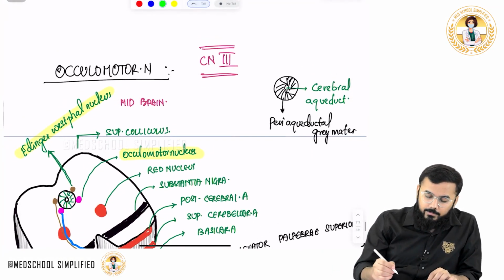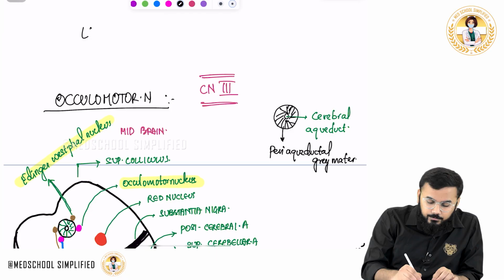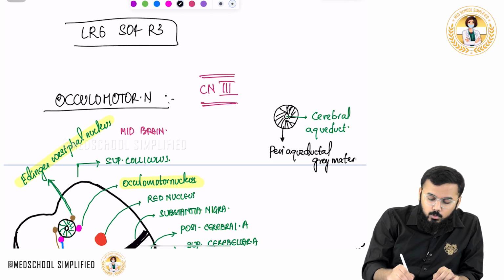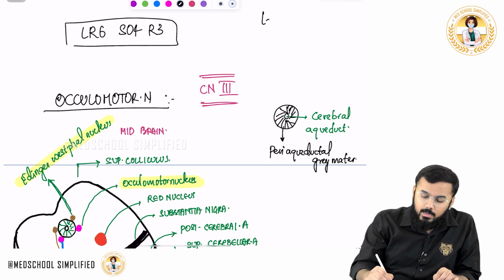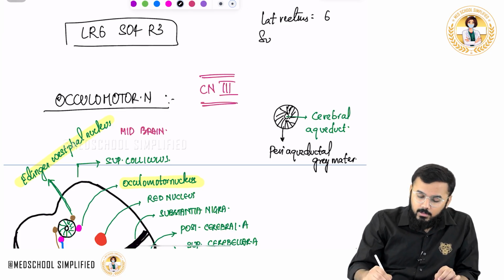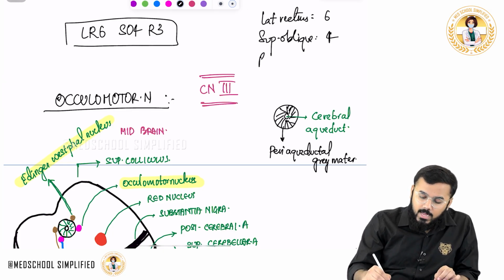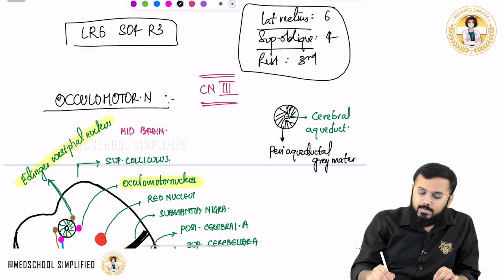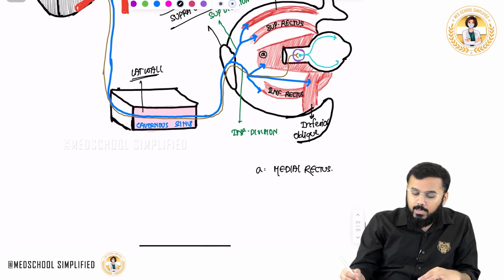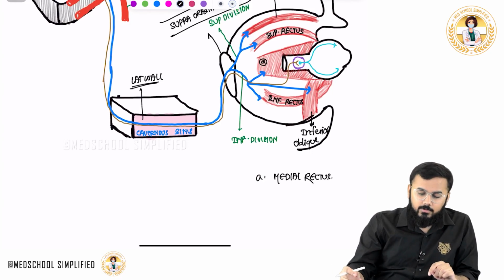So even if you remember, you have to remember the formula, guys. This formula, LR6 SO4 R3, just remember this, most of the muscles will be covered. What do you mean by LR6? The lateral rectus is supplied by the sixth pair of cranial nerve. The superior oblique is supplied by the fourth pair of cranial nerve, and the rest of the remaining muscles are supplied by the third pair of cranial nerve. So leaving lateral rectus and superior oblique, all the remaining rectus muscles are supplied by this third pair of cranial nerve.